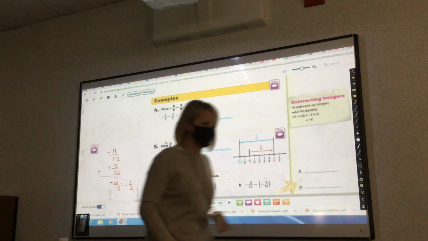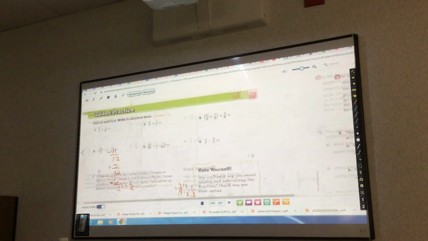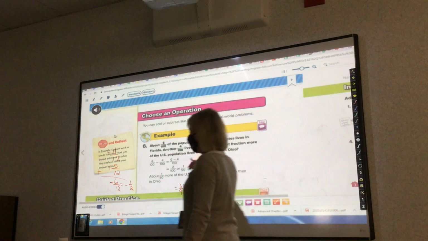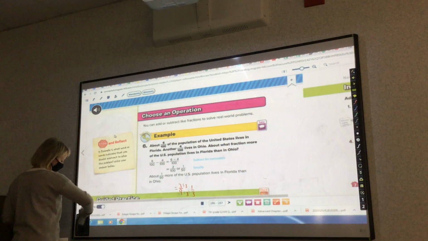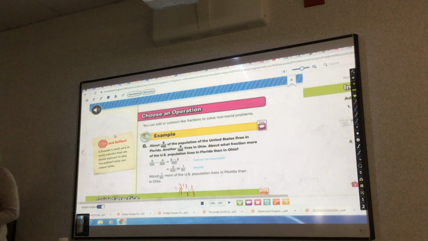Okay, let's turn the page. Our last example. And it says choose an operation. That means in this lesson, you're going to have to make sure you're looking for clue words. Am I going to add or am I going to subtract the fractions? Sometimes they'll give you an extra fraction that's not even needed. Okay? So be careful there.